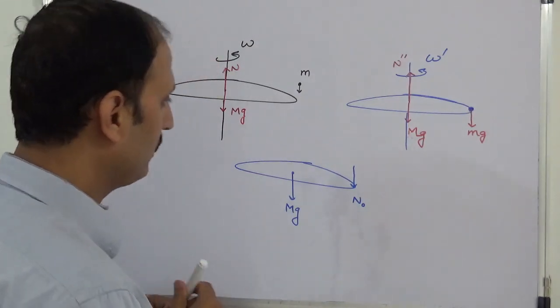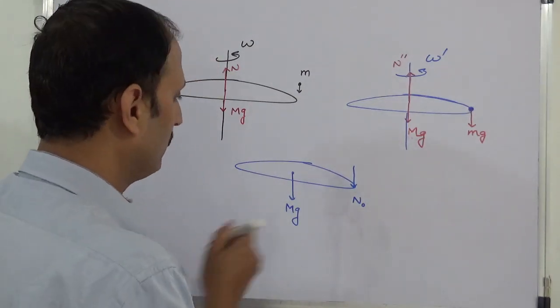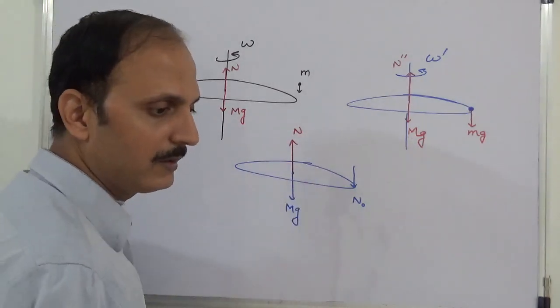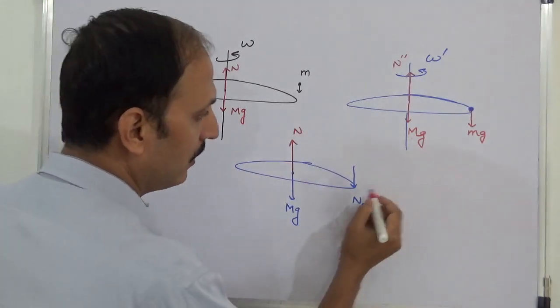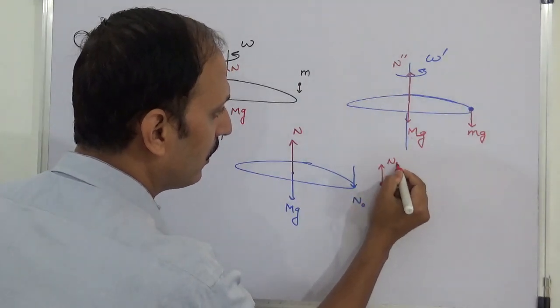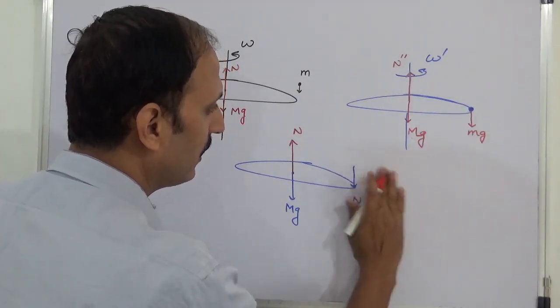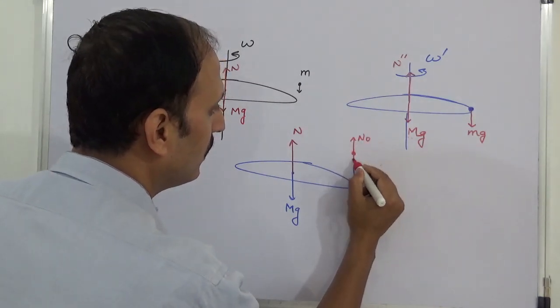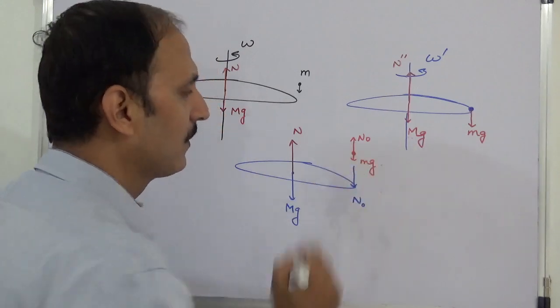Okay, and there will be N by the hinge about which the disk is rotating. On the small mass, this is going to be N naught. It will be here, I am drawing it here. This is N naught, this is mg.